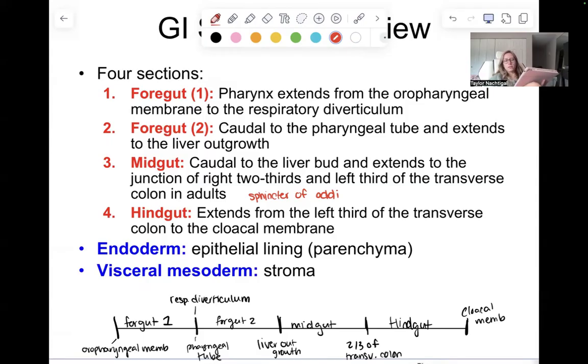A little bit more of the transverse colon is hindgut, but you can roughly think of the transverse into descending colon junction as sort of being the cutoff for the midgut. And then the hindgut is everything else. So the descending colon, the last little bit of the transverse colon, all the way down through the anus.